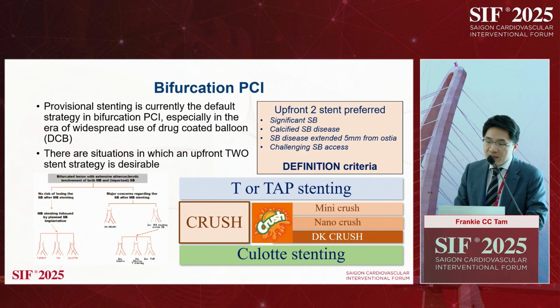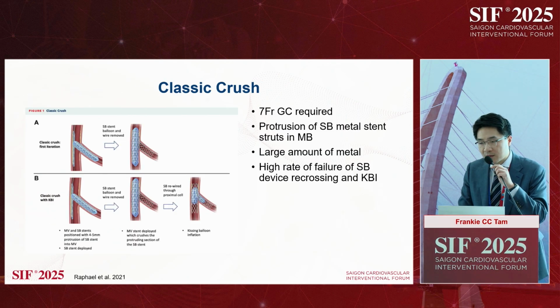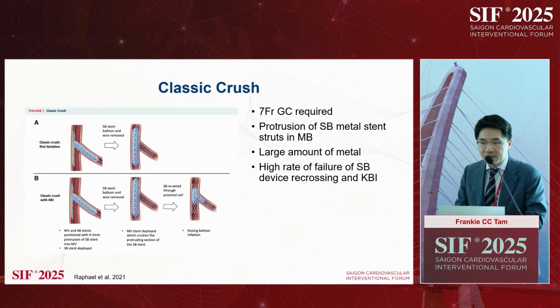For the crush strategy, there are different iterations, for example, mini crush, nano crush, and DK crush. Today I would like to spend some time explaining the different types of crush, and also the tips and tricks of performing the various types of crush stent strategy. The classic crush was described by Colombo many years ago: a 7 French guiding catheter, protrusion of the side branch stent into the main branch, and then main branch stenting at the same time.